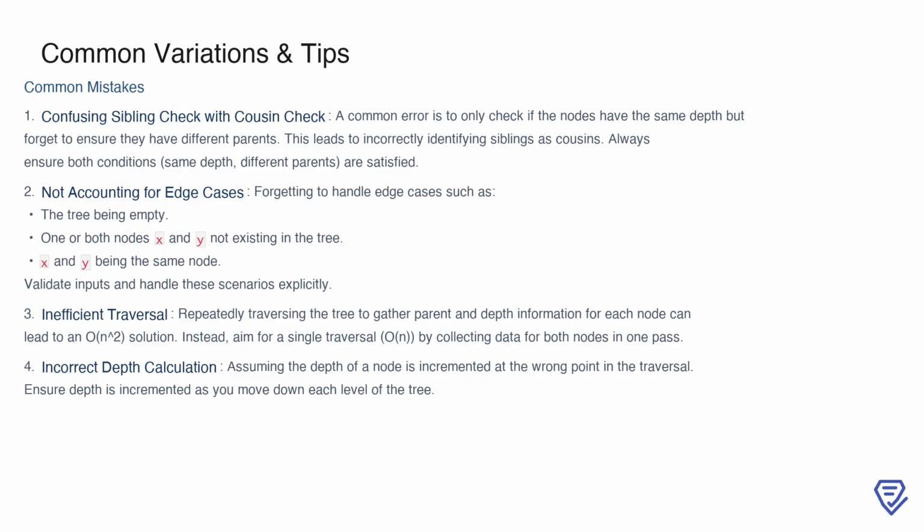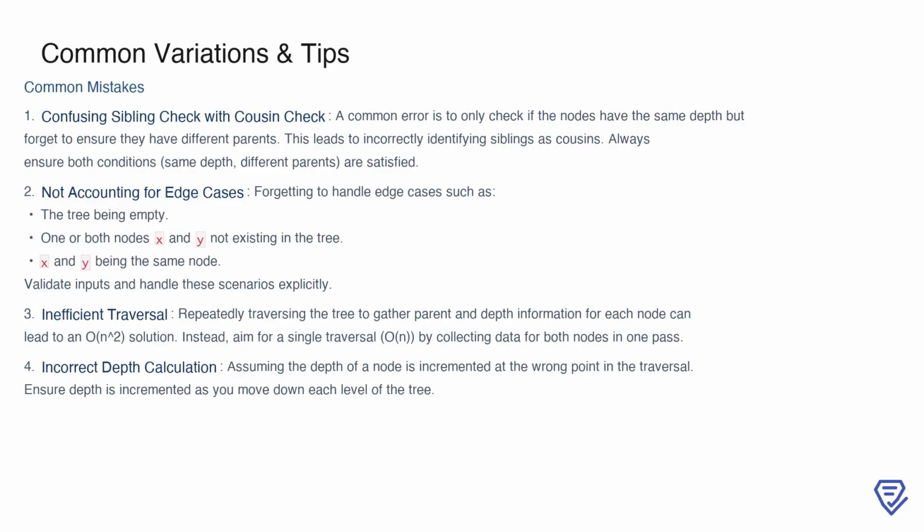Another common pitfall is neglecting edge cases. For example, the tree might be empty, one or both nodes might not exist, or the nodes might even be the same. These scenarios can lead to incorrect results unless explicitly handled.